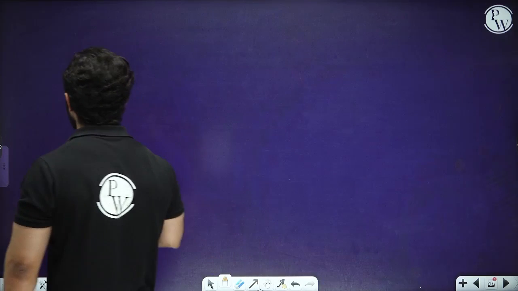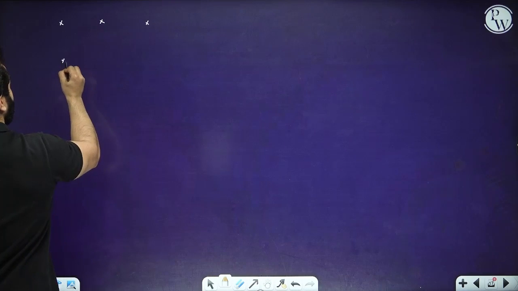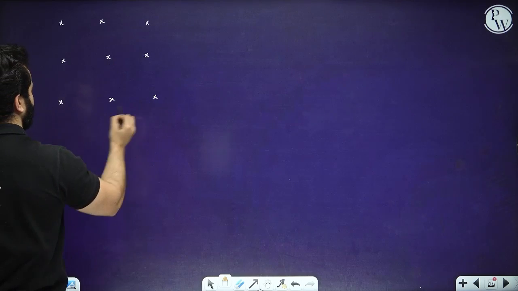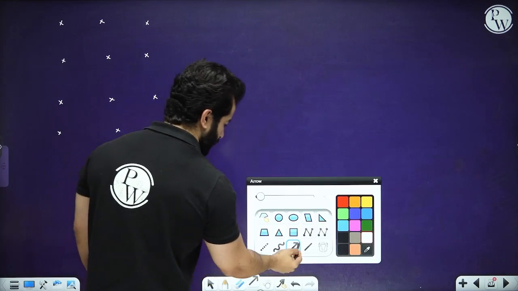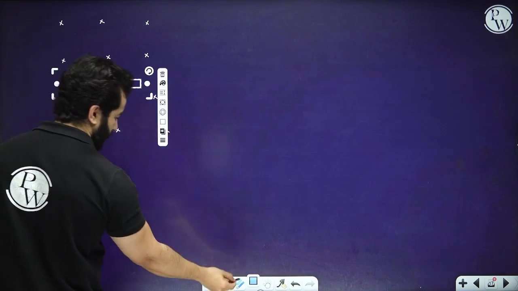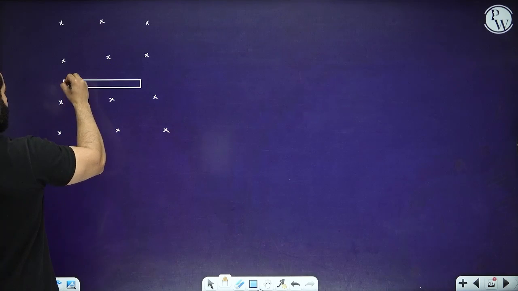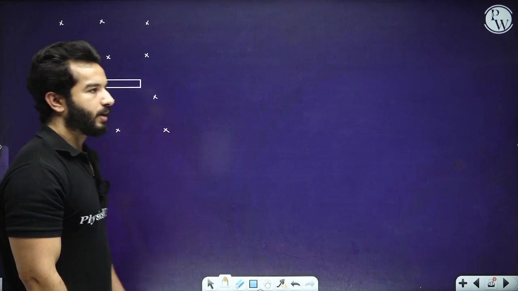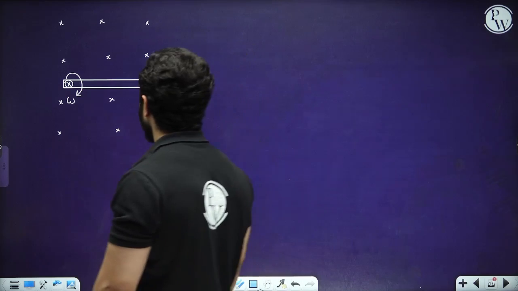Let's suppose that you have got a similar rod, but only now, instead of moving in translational motion, it is rotating. So let's suppose you have got a rod, something like this, and it is rotating with some angular velocity omega, right? So there will be an induced EMF in this also.